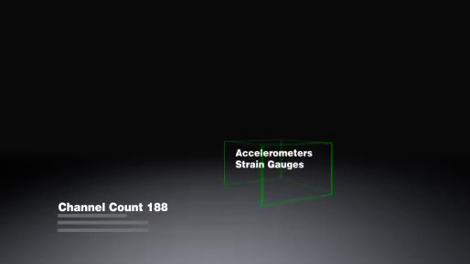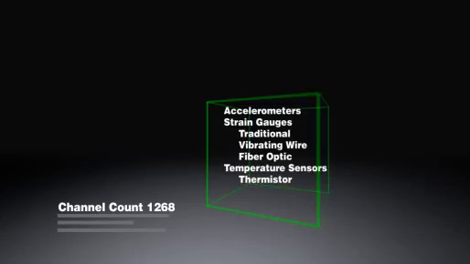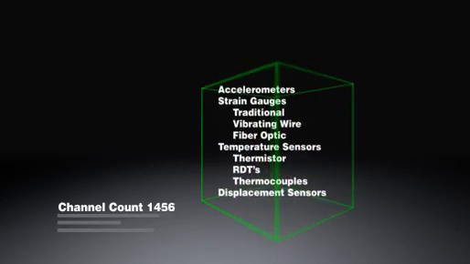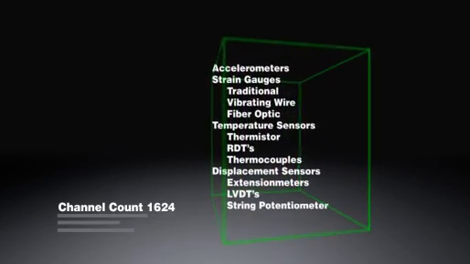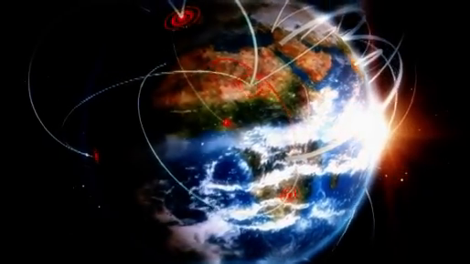The system gives you flexibility, allowing you to incorporate and manage multiple sensor types from one system, from just a few channels to hundreds, viewed simultaneously and in real time. The system allows you to manage your structure locally or remotely from your laptop.